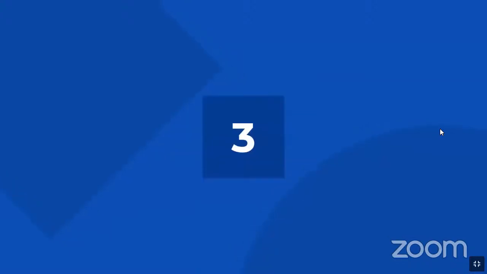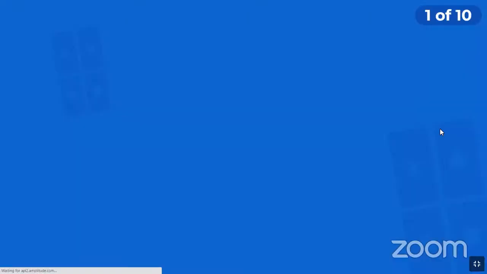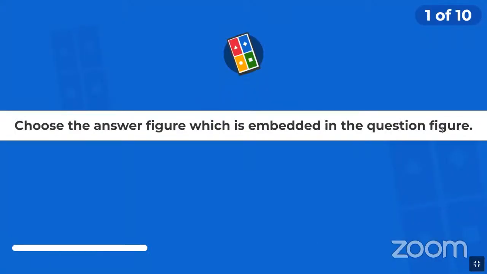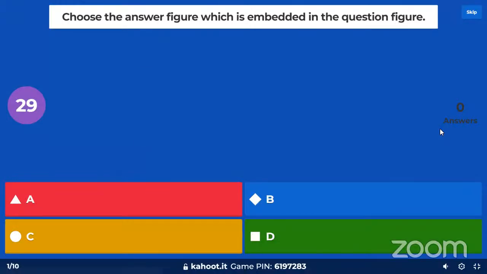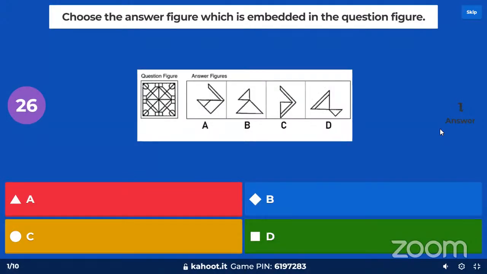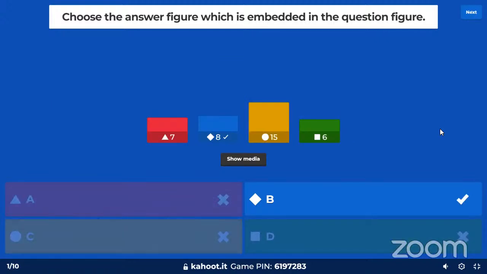This is the 70th Curiosity Quest series, and like I have mentioned, it's JE oriented. Choose the answer figure which is embedded in the question figure. Yes, time's up. Option B was the correct answer.